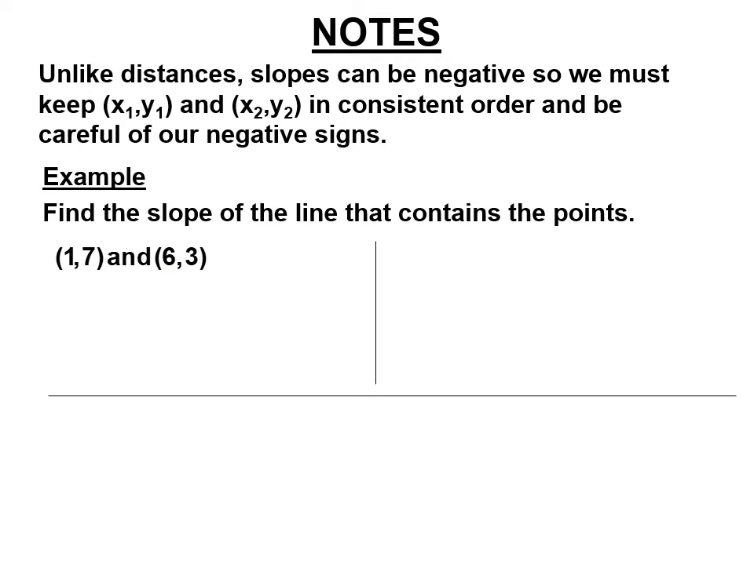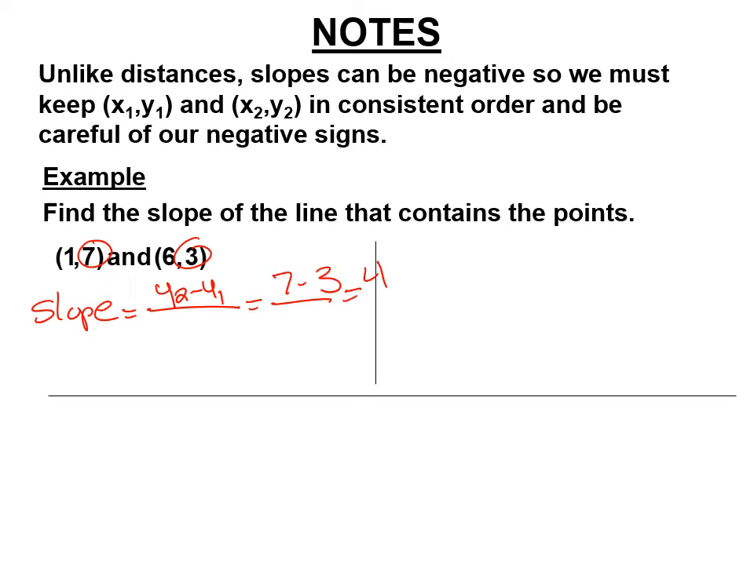Okay, so these are the notes telling you you have to go in the correct order. So we'll see that here. We're going to find the slope here. And I'm always going to subtract the y coordinates for the numerator first. So let's say I do 7 minus 3, okay? And I got 4 for my numerator, for my rise.